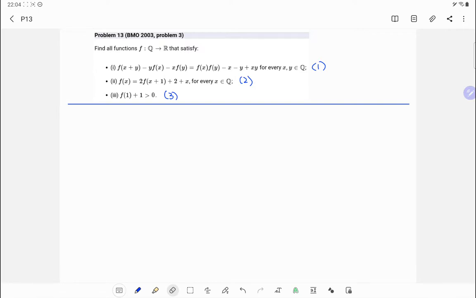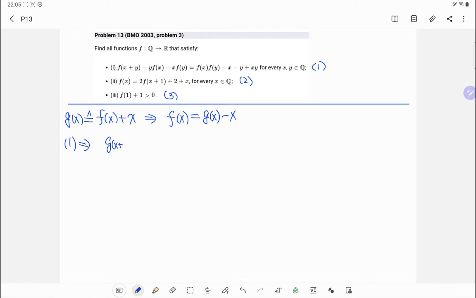So the third condition will simply inspire us to define f(x) + x to be another function. Let's call it g(x). Then we can substitute this definition into condition one, or you can simply factorize condition one directly, to really simplify the functional equation. So let us substitute f(x) = g(x) - x into the first condition.